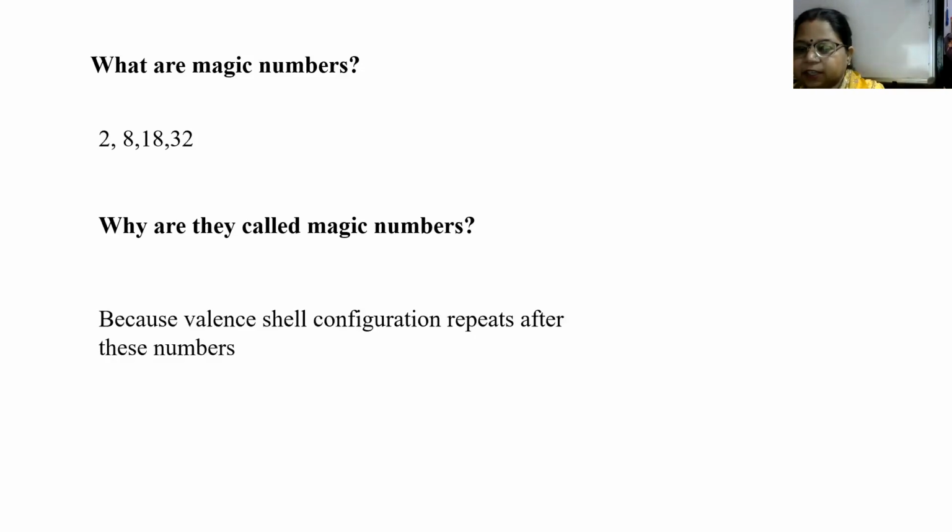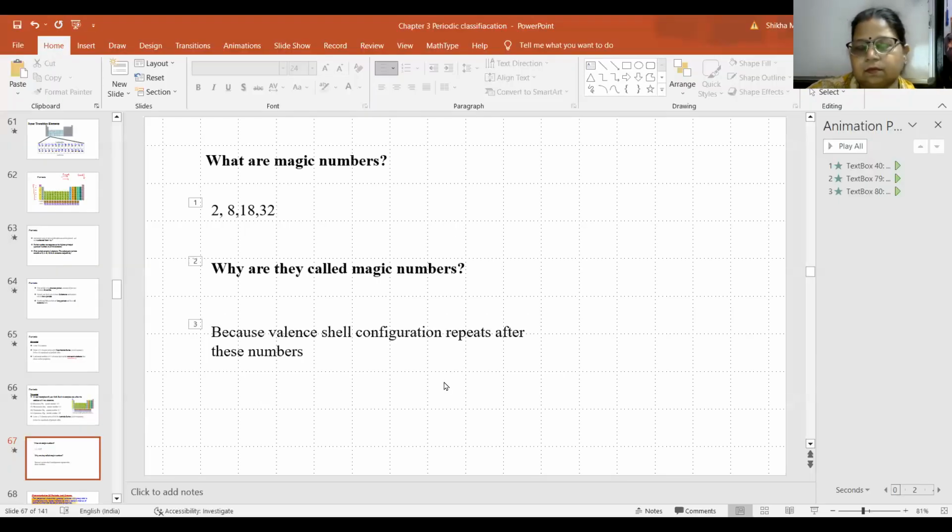I think we have done this, or have we not done this? Quickly tell me if we have done it, or do I need to elaborate on it more? I will just quickly do it. I'm not getting any response from you.